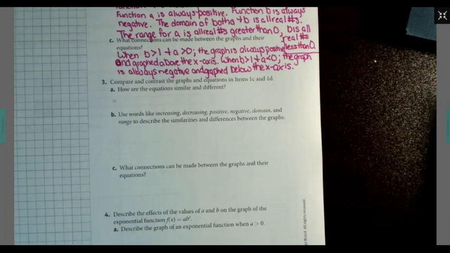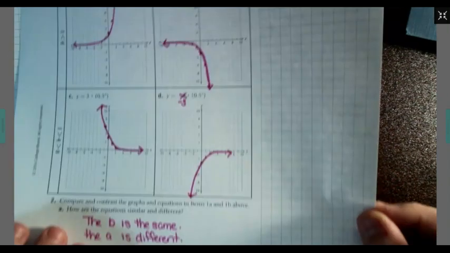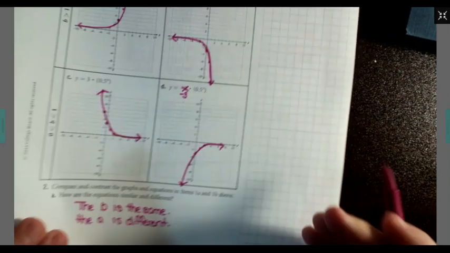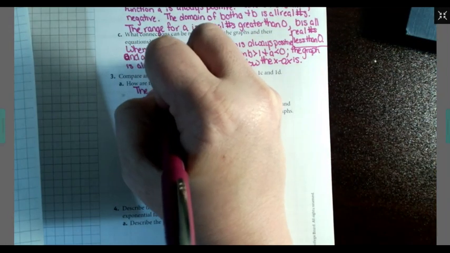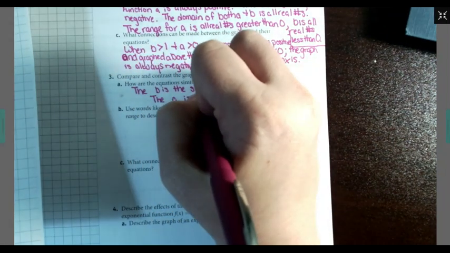Compare and contrast the graphs and the equations of 1C and 1D. Okay, well, my A is different, but my B is the same.